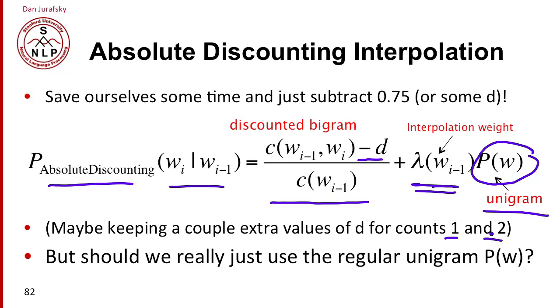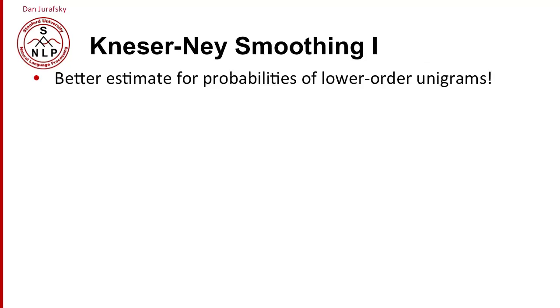But the problem with absolute discounting is the unigram probability itself, and I want to talk about changing the unigram probability, and that's the fundamental intuition of Kneser-Ney. So in Kneser-Ney smoothing, the idea is to keep that same interpolation that we saw in absolute discounting, but use a better estimate of the probabilities of the lower order unigrams.